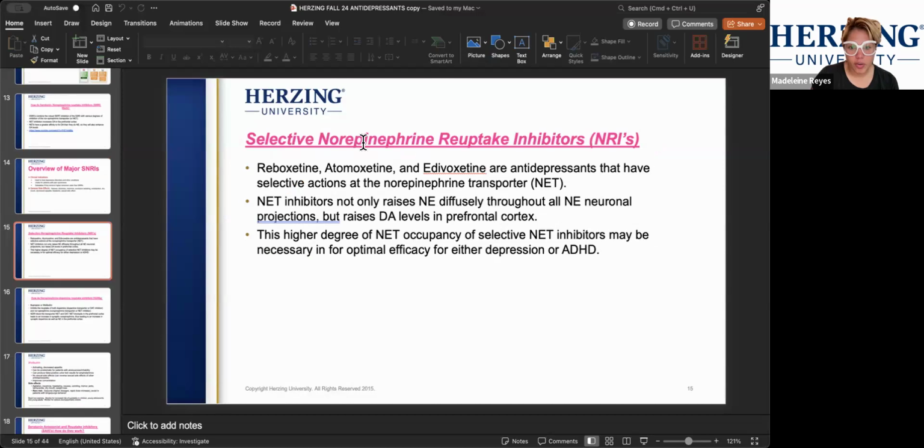Another class is selective norepinephrine reuptake inhibitors, NRIs. This class of medication includes atomoxetine or Strattera, and reboxetine, which are antidepressants that have a selective action on the norepinephrine transporter, NET. NET inhibitors not only raise norepinephrine diffusely throughout any neuronal projection, but raise dopamine levels in the prefrontal cortex. This higher degree of NET occupancy by the selective NET inhibitors may be necessary for optimal efficacy for either depression or ADHD.